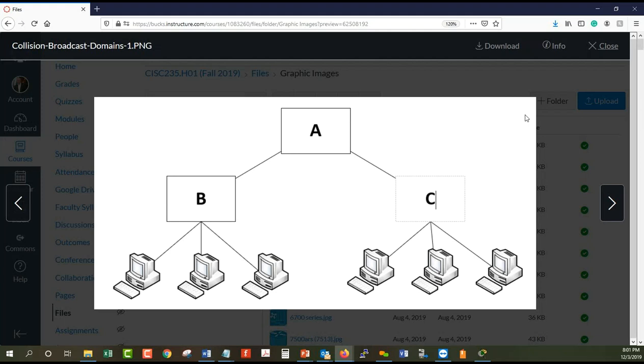All right. Let's now move on. If A is a switch and B and C are hubs, then same question. How many collision? How many broadcast?